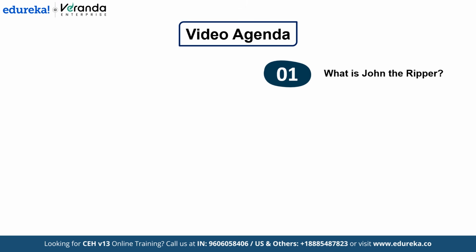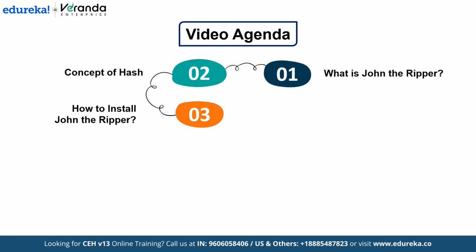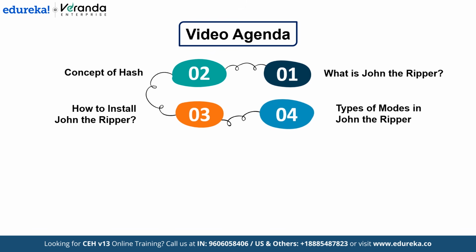First, we will start by understanding John the Ripper and why it is an essential tool for security testing. Next, we will explain what a hash is and how it's related to password security. Then, we will walk you through how to install John the Ripper, both in CLI mode and using the GUI interface. Next, we will explore the different modes available in John such as single, word list, and incremental modes.